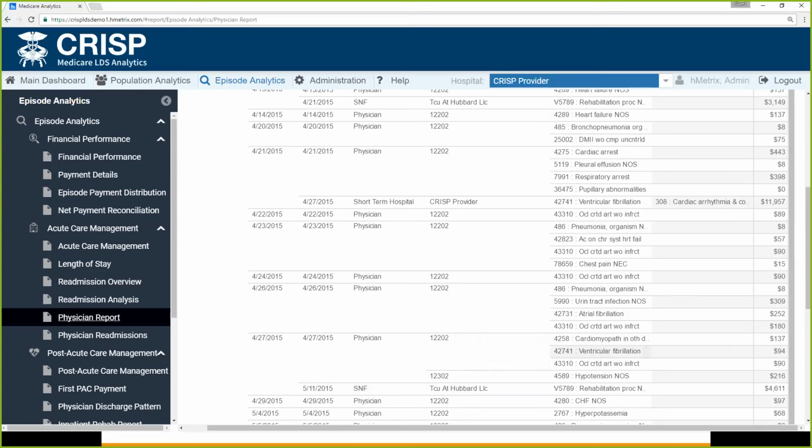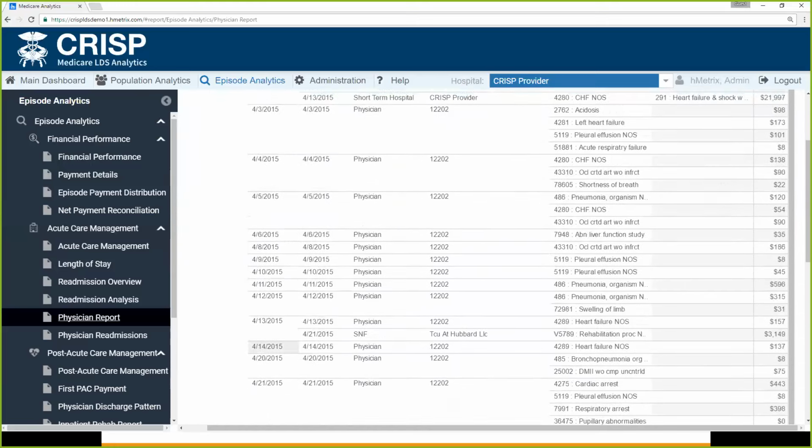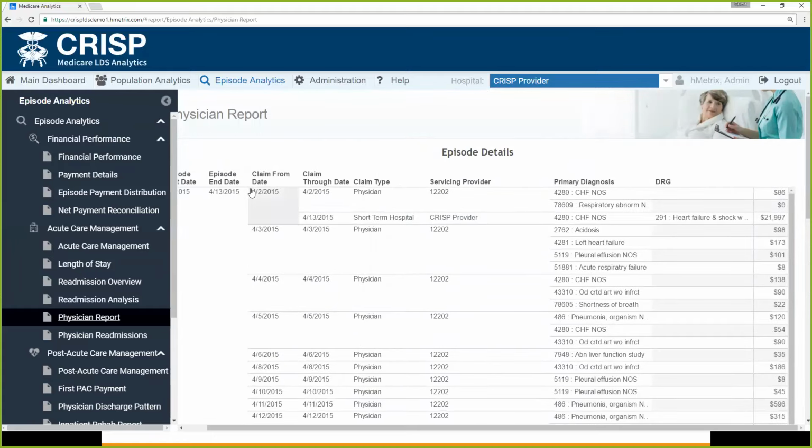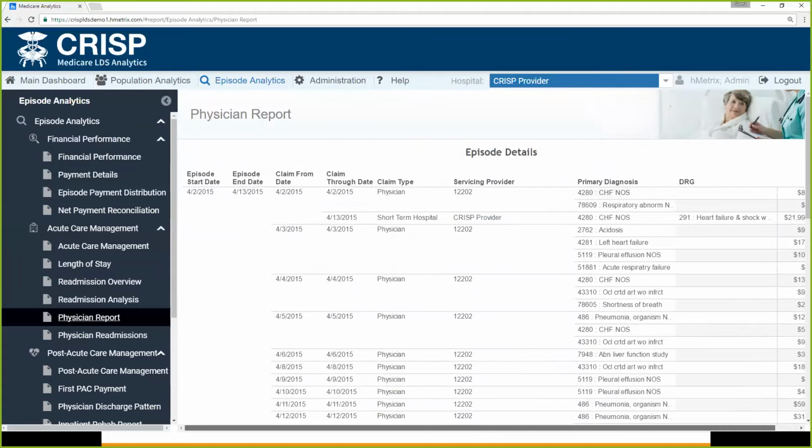There could be other things. I'm not a physician. This might be something you want to sit down with a physician to look at the actual diagnoses to try to identify what happened during this episode. Maybe we shouldn't have sent this patient to a skilled nursing facility. Maybe home health would have worked. In this case, I don't know. But this allows you to look at the episode at the claim and diagnosis level to identify those types of issues and change your care plan by looking at the good episodes as well as the bad episodes.